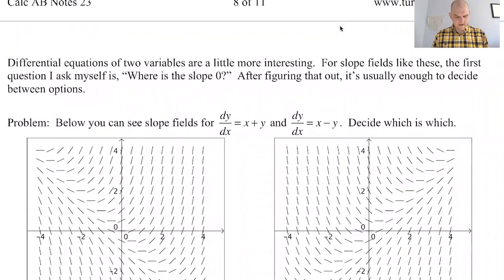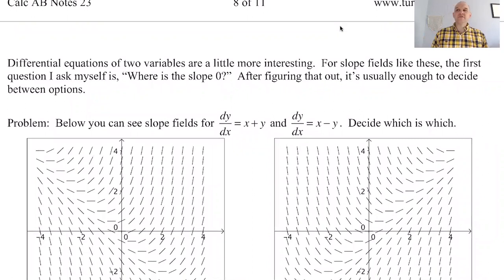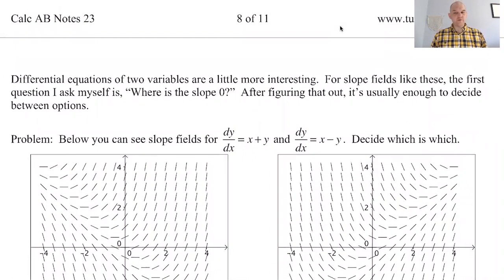When you're dealing with a differential equation of more than one variable, so x and y appear in the differential equation, it's not the case that you look along horizontal lines and get the same slope. The slope is going to vary as you move around your slope field, so you need strategies for that. Oftentimes, figuring out where the slope is 0 is enough.